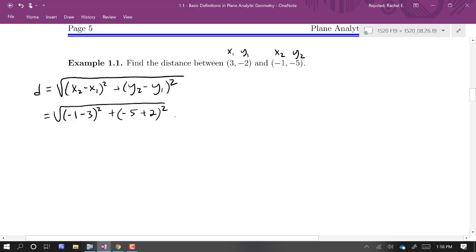I'm going to be careful about the order of operations here. So what do we have? -4 squared is 16. And -3 squared is 9. So we get the square root of 25, which is 5.